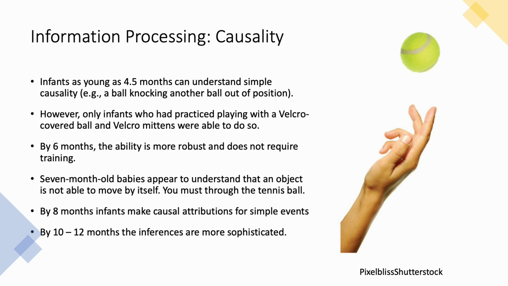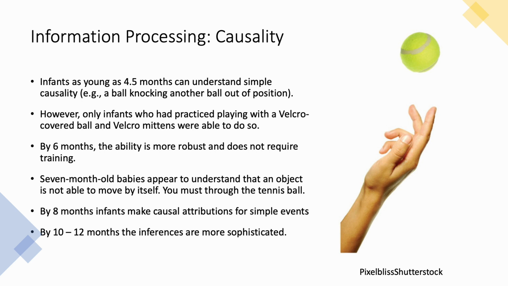Now let's talk about causality. Infants as young as 4.5 months can understand simple causality, so a ball knocking another ball out of position. However, only infants who have practiced playing with a Velcro-covered ball and Velcroed mittens were able to do this. By 6 months, the ability is more robust and does not require training. At 7 months, babies appear to understand that an object is not able to move by itself. You actually do have to throw the tennis ball.